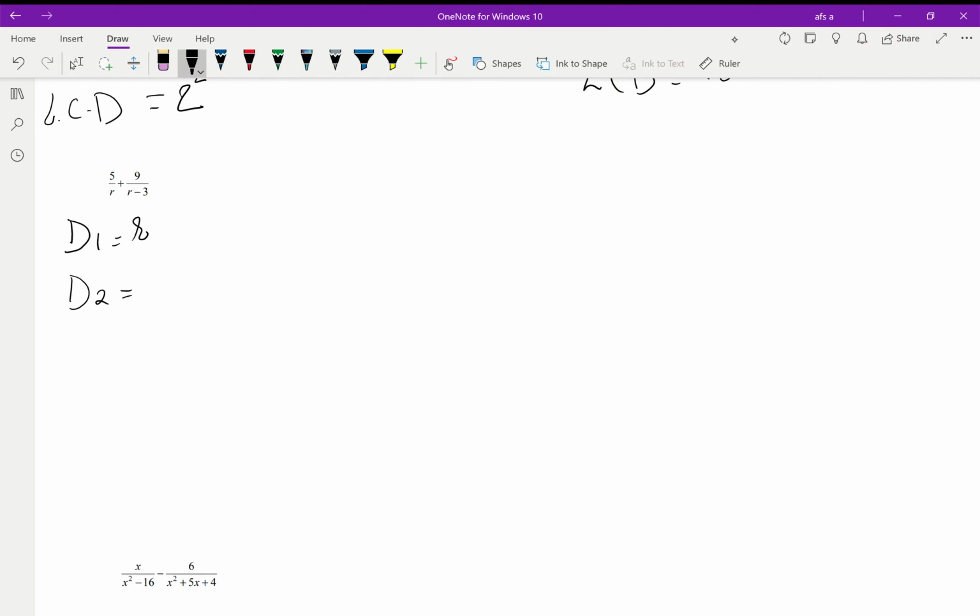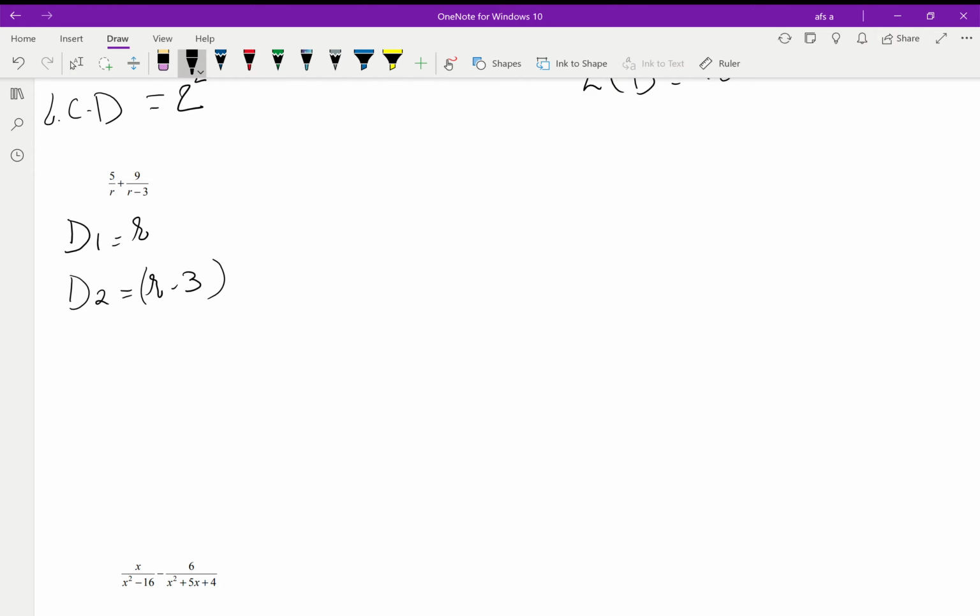And what you really would like to do for any denominators that are more than one term, that are binomial or anything like that, you really need to make sure that you put it in parentheses so you're staying away from confusion. Now, if you were to think about it, r and r minus 3 are not the same thing.